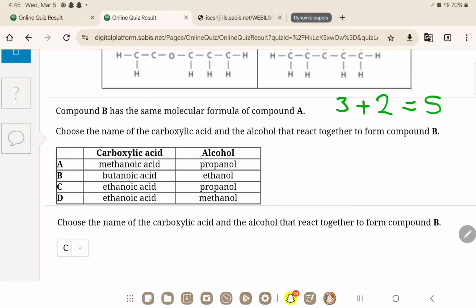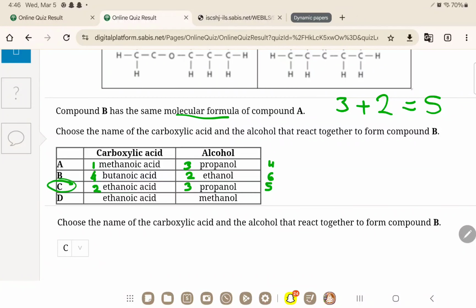Sorry. So if you want to make something that has the same molecular formula, you have to have the same number of carbons. This has 1, this has 3, so a total of 4. This has butanoic, which is 4, and ethanol is 2, so this is a total of 6. Ethanoic acid has 2, propanol is 3. You're going to see, isn't that the same thing as up? No, up we had propanoic acid and ethanol. Here we have ethanoic acid and propanol, so it's producing 5.